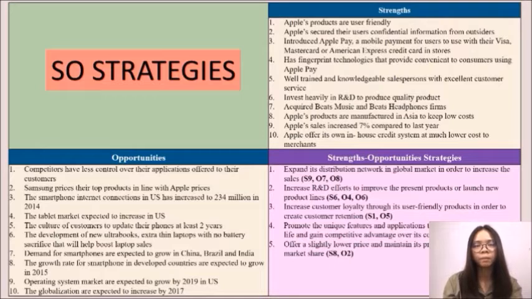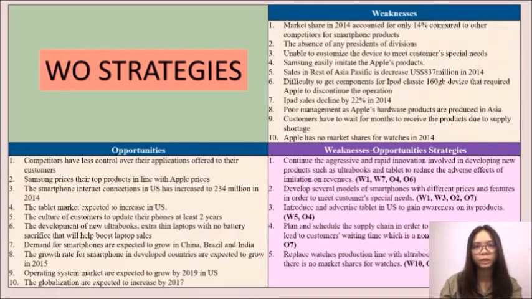Whereas one of the main competitors, which is Samsung, actually price their top products in line with the Apple price. So for WO strategy, the firm can overcome its internal weakness by taking advantage of the external opportunity. Firstly, Apple can continue the aggressive and rapid innovation involved in developing new products such as ultrabooks and tablets to reduce the adverse effect of imitations on revenue.